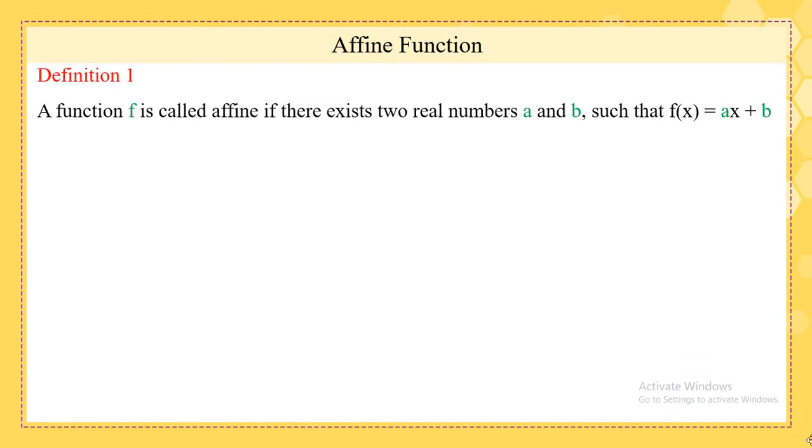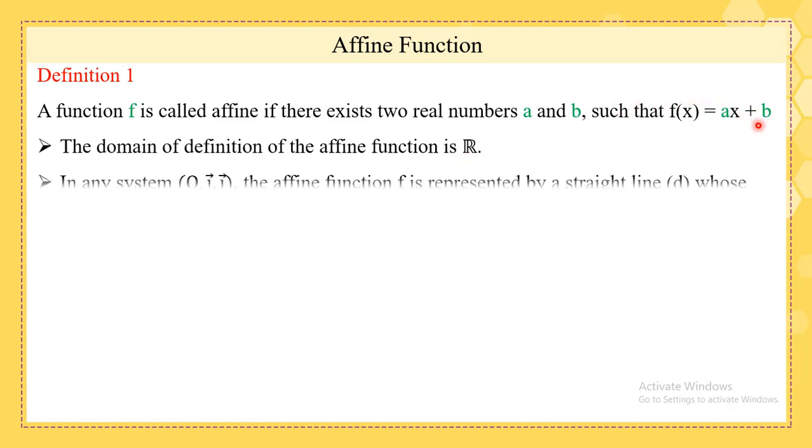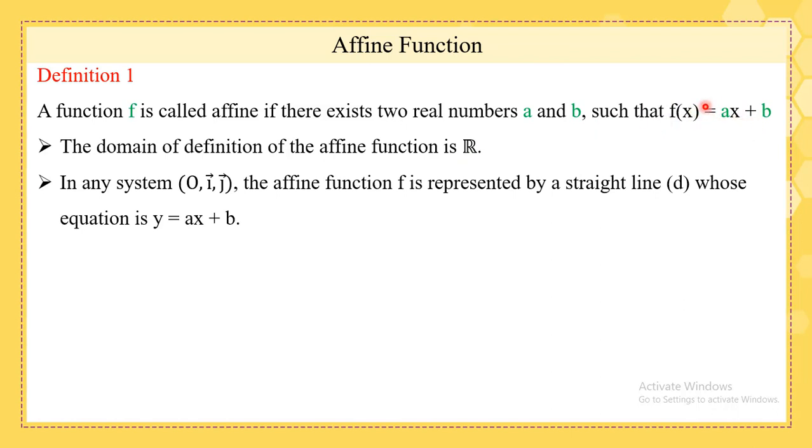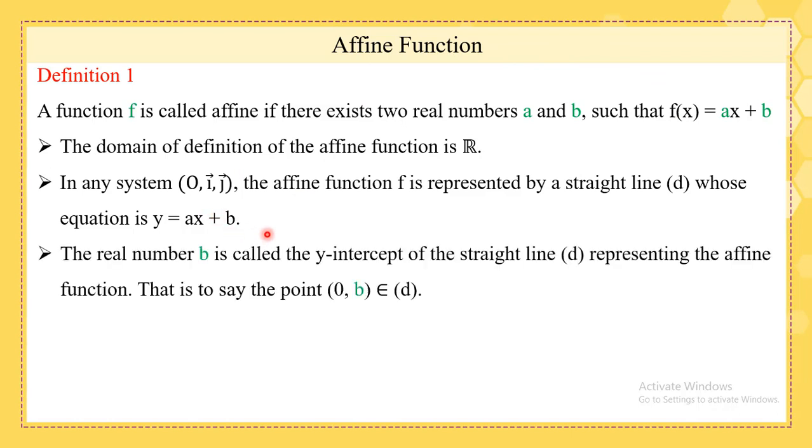Affine function. A function f is called affine if there exist two real numbers a and b such that f of x is equal to ax plus b. So the domain of definition of this affine function is R, and it's represented graphically by a straight line D whose equation is y equal ax plus b. So the affine function is represented by a straight line.